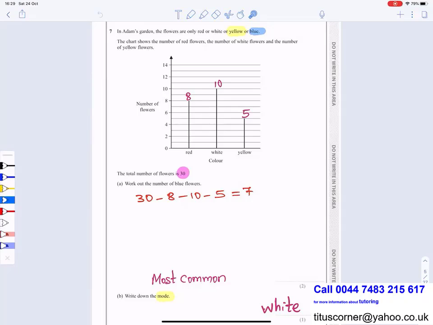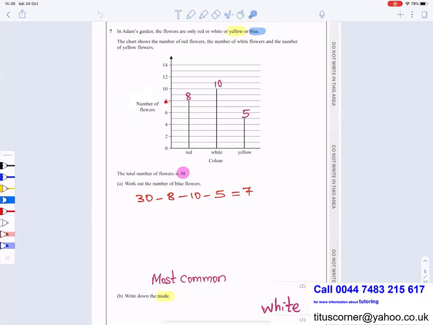Question 7. In Adam's garden, the flowers are only red or white or yellow or blue. The chart shows the number of red flowers, the number of white flowers, and the number of yellow flowers. So the color on the x-axis, on the y-axis, the number of flowers.